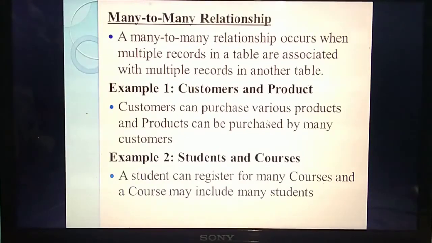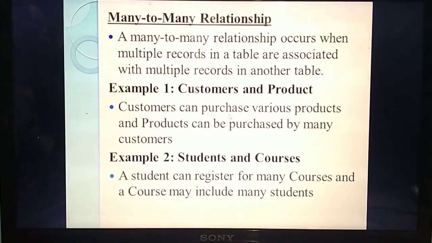The name itself says many to many. So multiple records from the first table are related with multiple records from the next table. Understand? Many entities from the first table are related with many entities of the next table. Example they have given: customers and products. That means any number of one product is there. For example, one product, pen. So any number of persons can buy any number of pens.